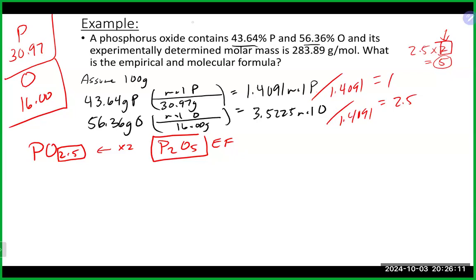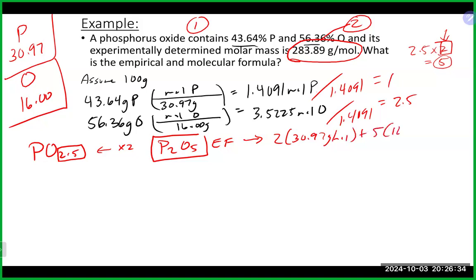That is obviously one thing that we need for our molecular formula. The other thing we need is the molar mass of the compound, which was given to us. So that's the second thing needed. Last thing needed is the molar mass of our empirical formula now that we have it. So to get the molar mass of this guy, 2 times 30.97 plus 5 times 16. And that's going to get us something here, 2 times 30.97 plus 5 times 16.